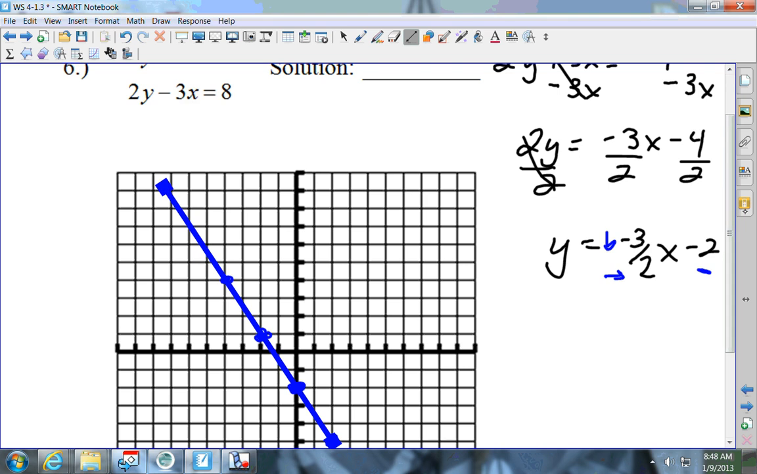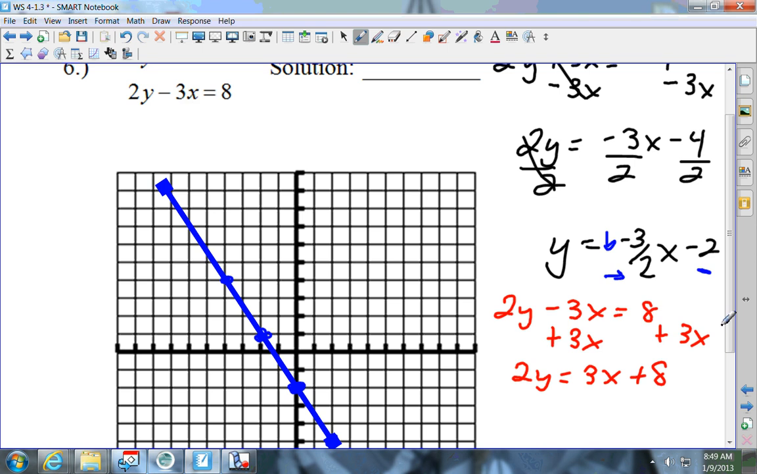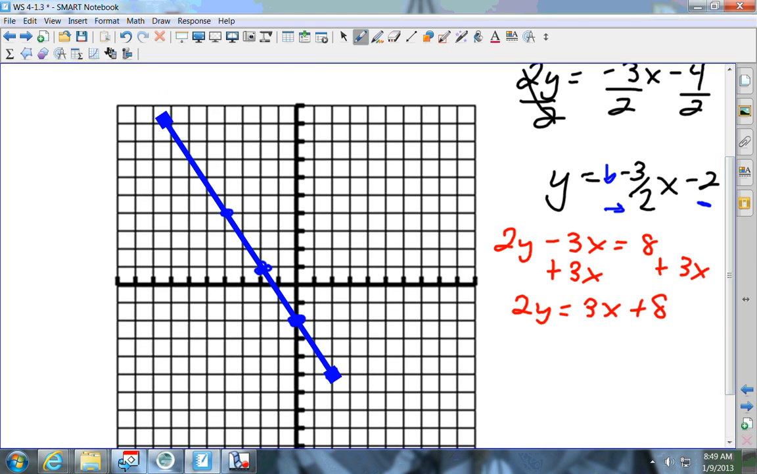Now I'm going to go to my next one. Let's see here. I've got 2y minus 3x equals 8. So I'm going to add 3x to each side. 2y equals 3x plus 8. Let me move this down a little bit. Divide by 2. Y equals 3/2 x plus 4.